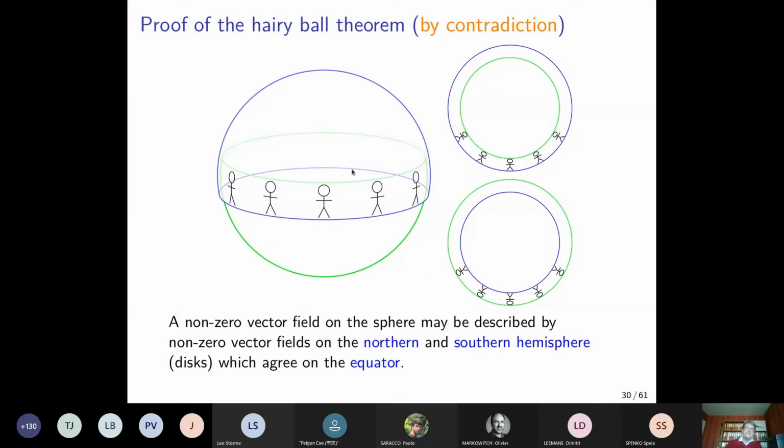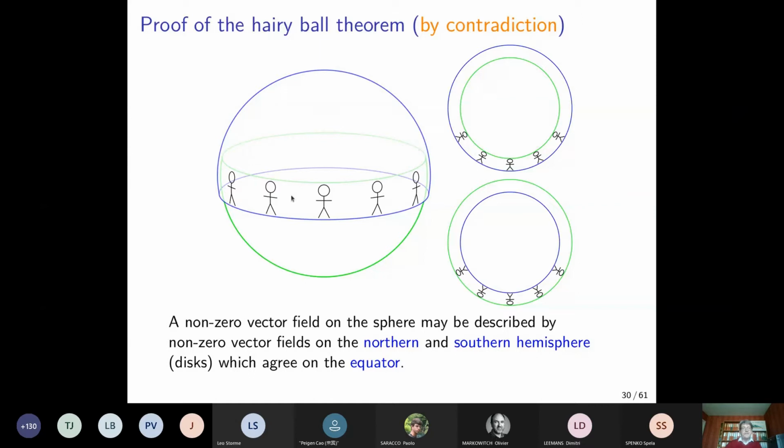And our proof will be by contradiction. So I am going to assume that there is a non-zero vector field on the sphere. So I will assume the Hairy Ball theorem is false. This means there exists a non-zero vector field on the sphere. I'm going to assume there is such a non-zero vector field, and then I will run into a contradiction. So this means that the Hairy Ball theorem must be true, that there is no such non-zero vector field.